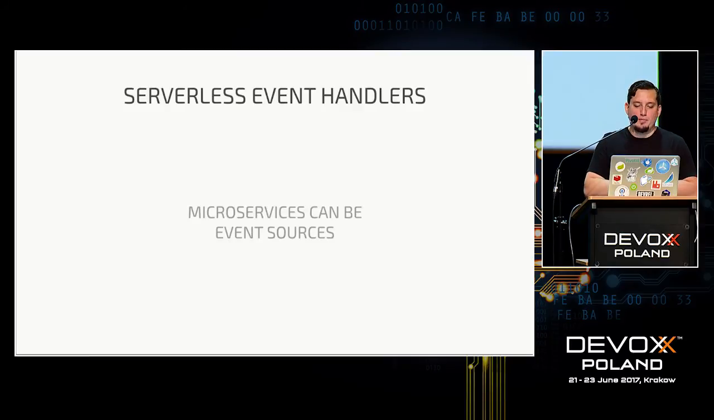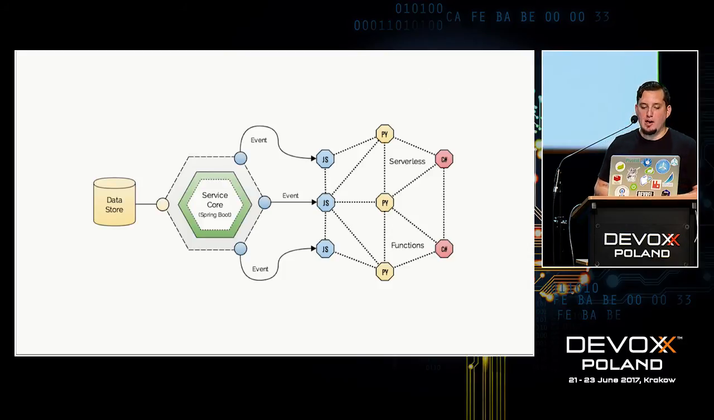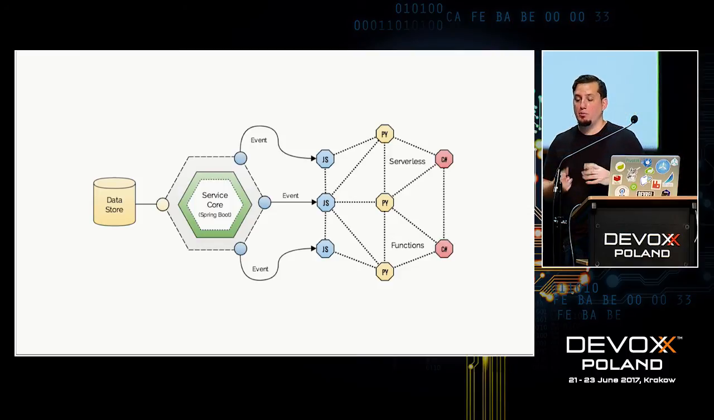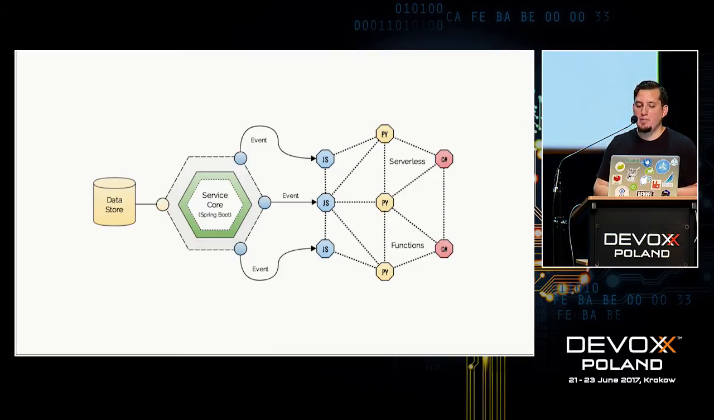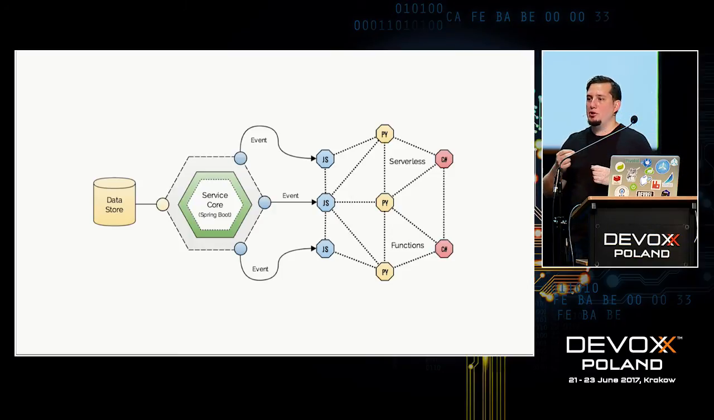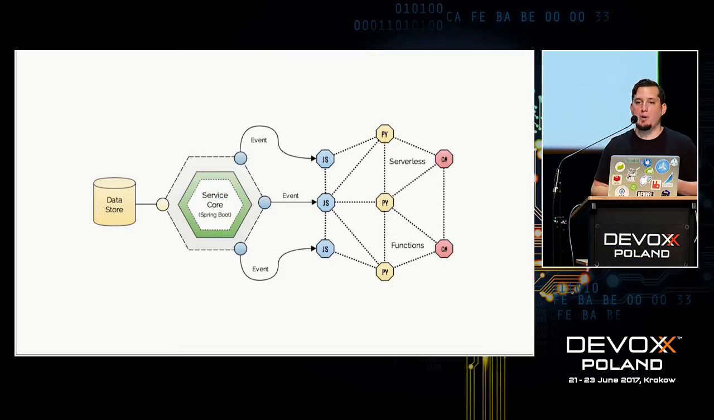You can also add in serverless event handlers. So microservices can be event sources. Here's an example of that. I have a service core here, which is my Spring Boot application, and I also have all of my event handlers, which are processors, that are hosted on some serverless provider like AWS Lambda. Every time I get an event, I can pass that along to the handler, and the handler can be polyglot, right? If I want to use some machine learning library that's in Python, I can have that Python handler get that event, perform a machine learning algorithm, and then update the query model.